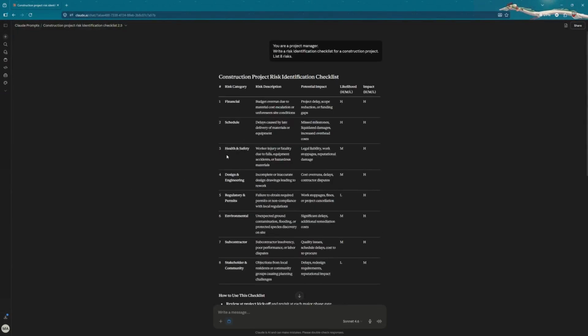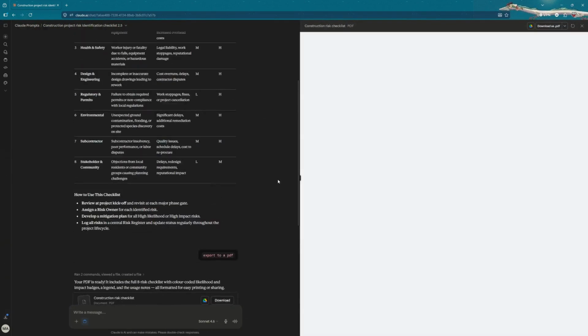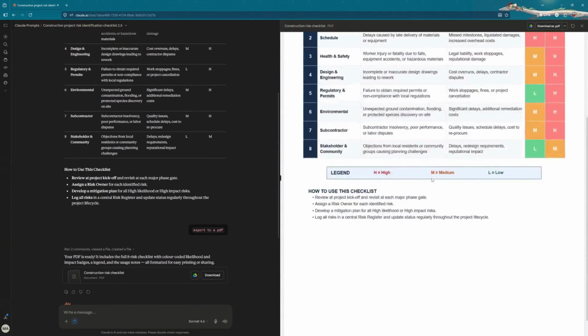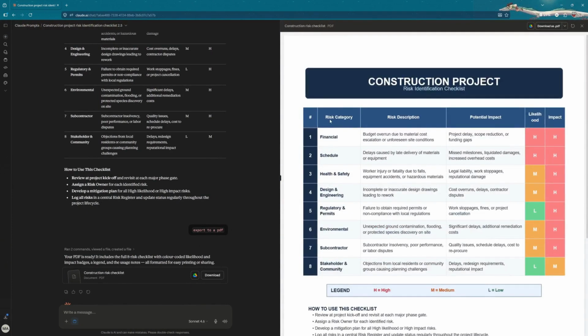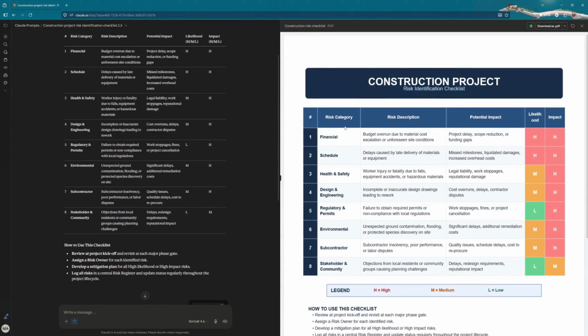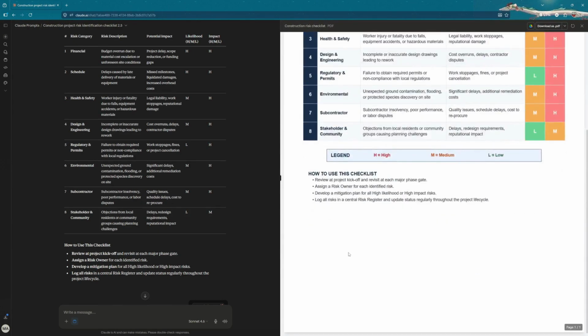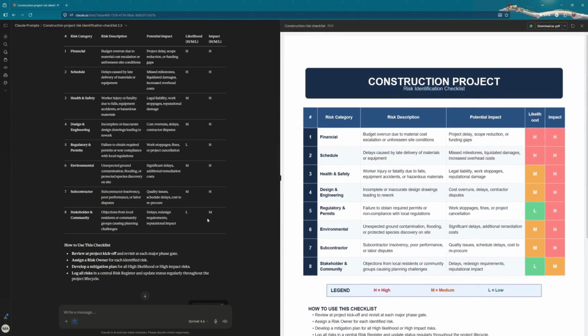Hi, this is the PDF for prompt 2.5, Construction Project Risk Identification Checklist. This was the vague checklist with just a generic 8 risks. It has produced a PDF listing the likelihood, the impact, the risk description, the risk category, and the potential impact for each risk category. So there's financial, schedule, health and safety, design and engineering, regulatory permits, environmental, subcontractor, and stakeholder and community. It also gives us a key or legend, and it tells us how to use this checklist.